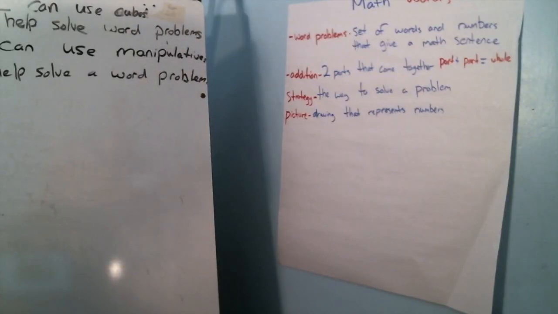Yesterday we spent some time defining the following words: word problems, addition, strategy, and picture. We said that a word problem is a set of words and numbers that give a math sentence. Addition is when we put two parts together to make a whole. Part plus part equals whole. And our strategy was the way to solve a problem. Yesterday we used the picture strategy. Today we are going to use the manipulative strategy.